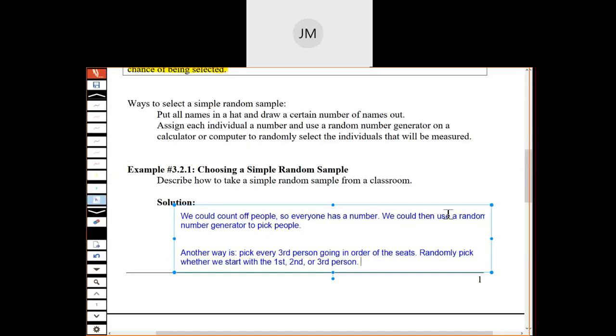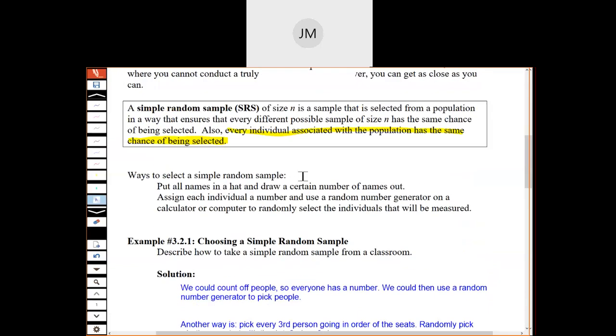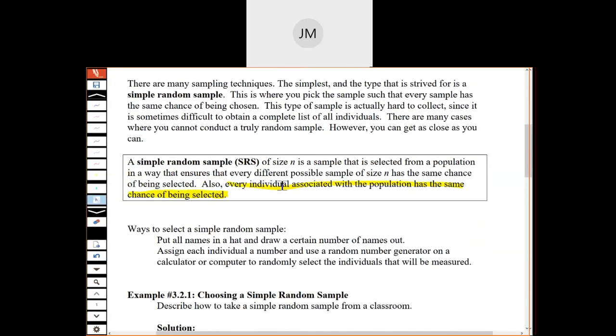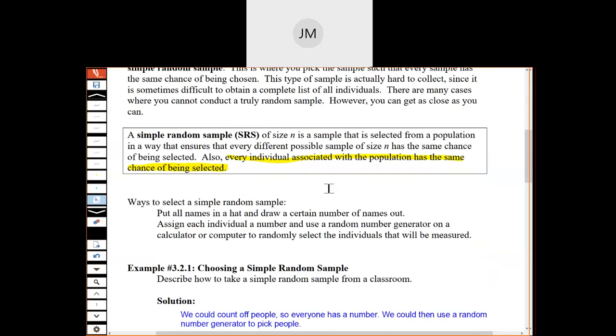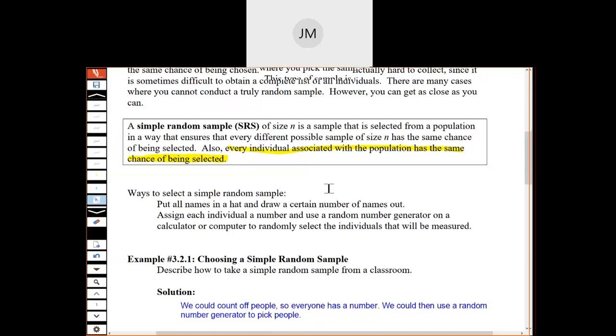These are just two different ways that we could go about picking a random sample from a room. The key thing that we want to think about with a random sample is that everyone is equally likely to be chosen. In a situation where we have that, then we have a good chance of our sample being representative of the population, looking like the population.